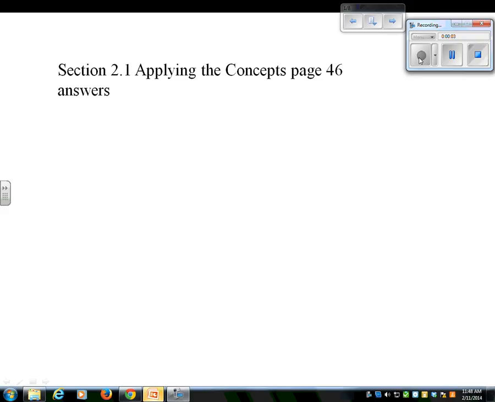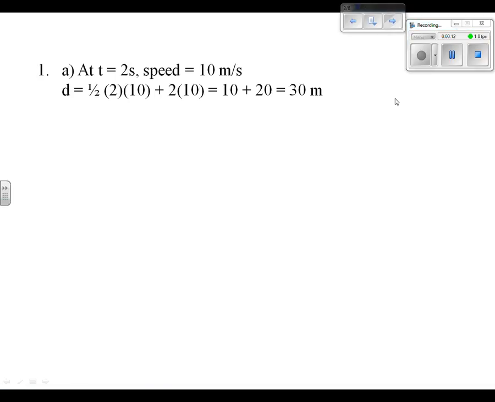Okay, so these are the answers for page 46 that I assigned yesterday. And I think question 1 was you were supposed to find the speed and the displacement at 2 seconds, right? So at 2 seconds, you just read it right off the graph. It's equal to 10. The displacement, it's triangle plus rectangle, right?